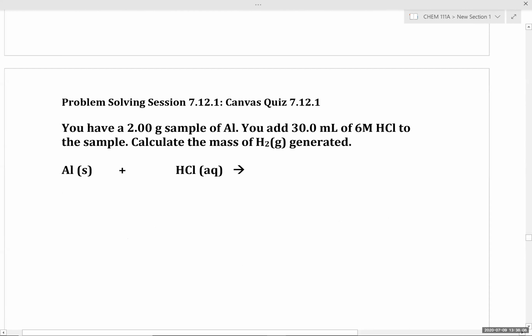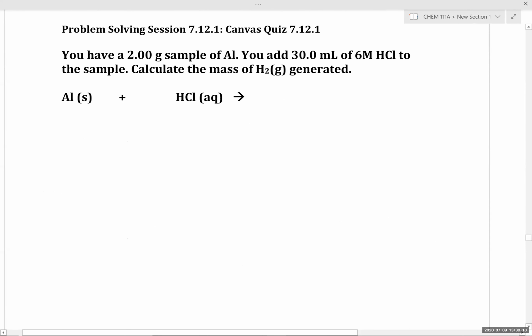So let's work on another example. This time you can use any method, including the product method if you prefer. Given a 2-gram sample of aluminum that you add to 30 milliliters of 6 molar HCl, I'd like you to calculate the mass of hydrogen generated.